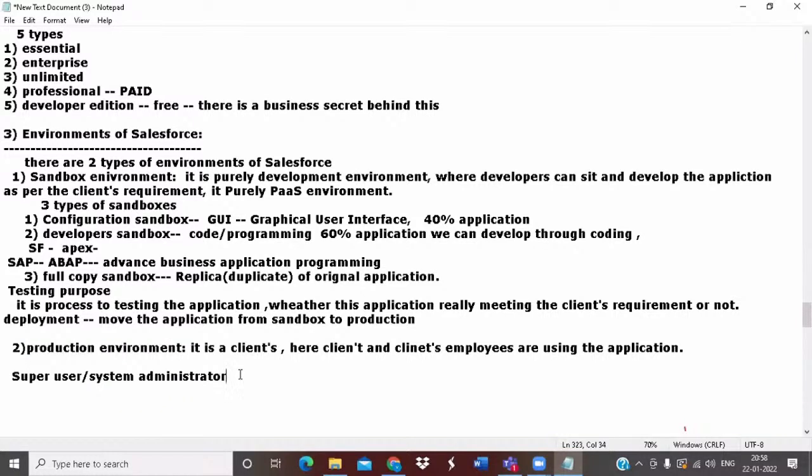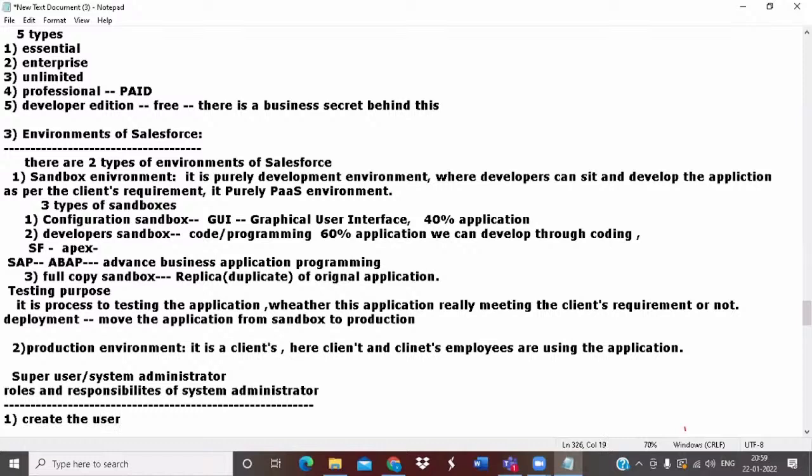The point I'm going to discuss now is the roles and responsibilities of the system administrator in the company. Listen carefully, try to understand. Roles and responsibilities of system administrator: the system administrator is a person who is going to create user accounts. He is the person creating the roles for the users, and he is the person who is going to create the profiles for the users.